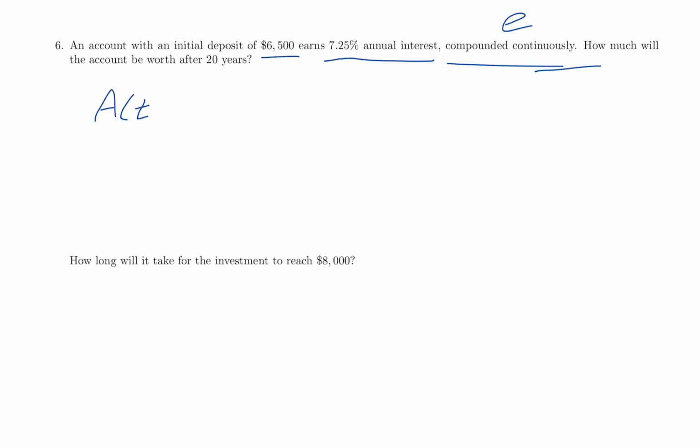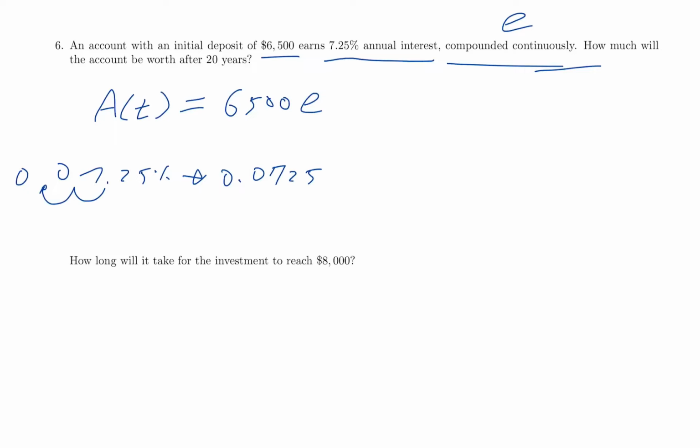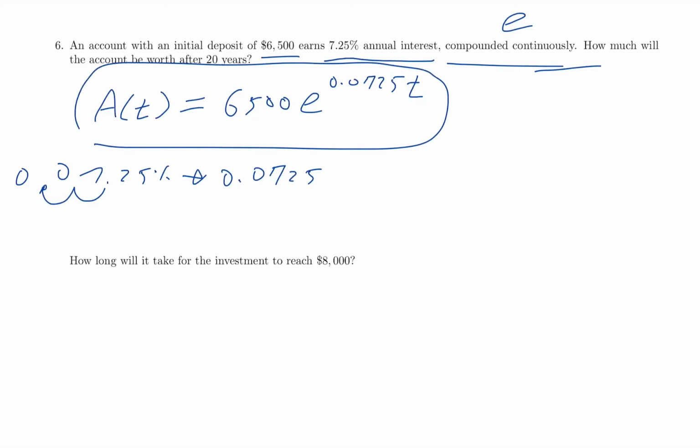So let's say your account A, in terms of time t, initial amount is 6,500. And with e, now we have to write percent as decimal. So 7.25% in decimal is we move 2 decimal places. So we have 0.0725. So I have e to the 0.0725 t. So this equation models how much will account be worth after 20 years.